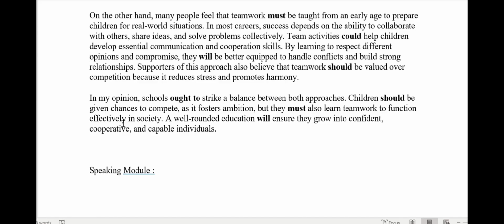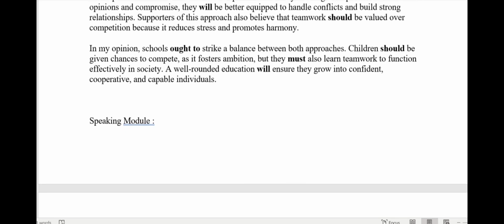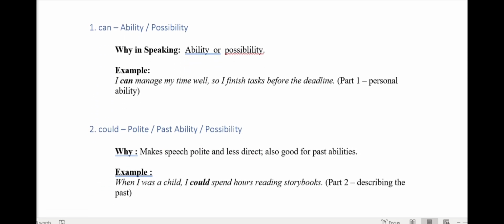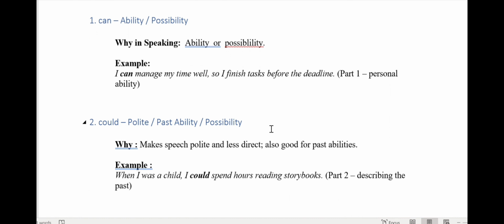A well rounded education will ensure they grow into confident, cooperative, and capable individuals. That was the full essay written only on usage with modal verbs. Now let's see it in the speaking part very clearly one more time.